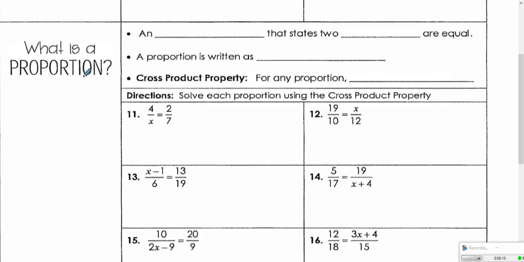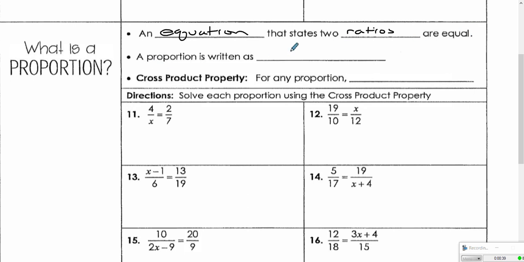A proportion. What is a proportion? A proportion is an equation that states two, and I could put two different words in here. I'm going to put the word ratios. But you could also think of it as two fractions being equal. And you can see in this first example right here why that's either way.